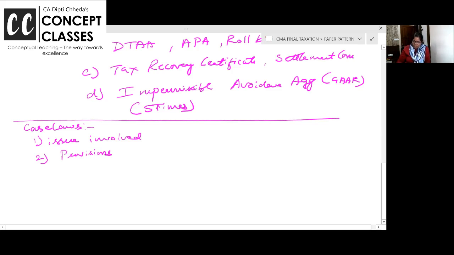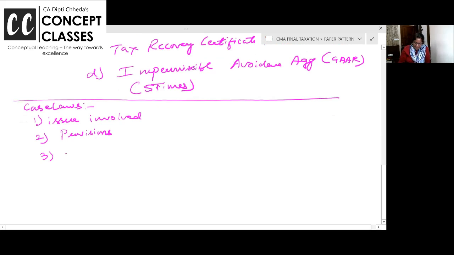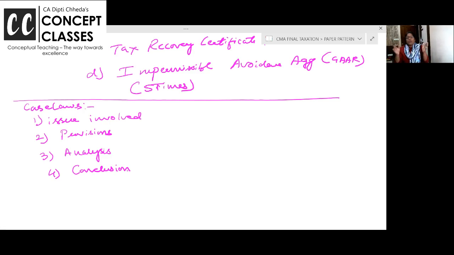So issue involved, then we have provisions. Related to this issue, what are the provisions in the Income Tax Act? Third step is analysis. Can we analyze how this provision we can apply in this? And then the fourth one is the conclusion. Nice and very clear to all of you. First is issue involved, what has happened. Second is whatever issue you are discussing, is there a law related to that? What does that law say? And once you finish, analyze this law. You put it with this case. In this case, how we can apply that law. That is the third part, analysis. And the fourth part is conclusion.